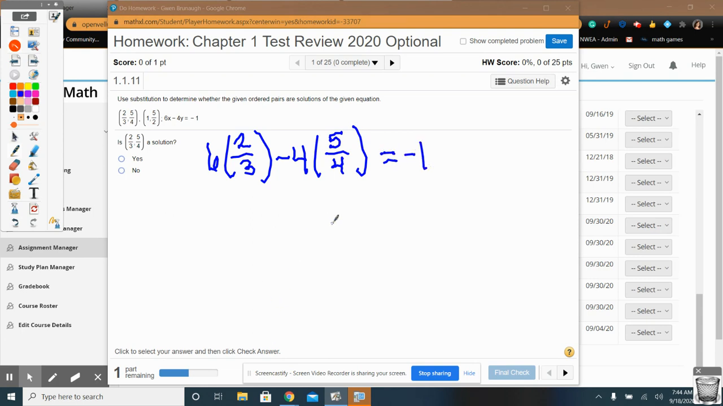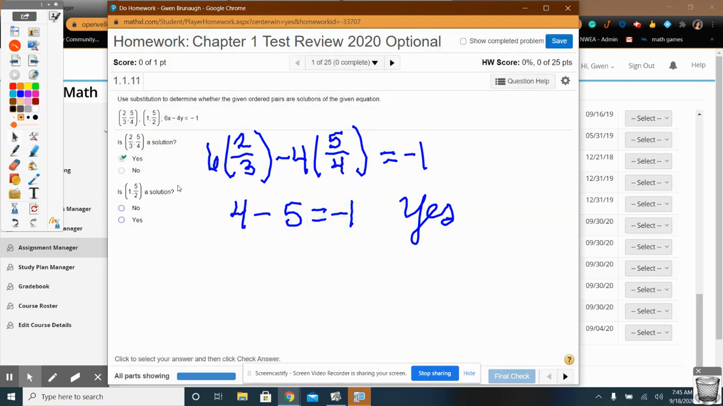You can just type that into your calculator. 6 times 2/3, same thing as 6 divided by 3, which is 2. 2 times 2 is 4. Minus 4 divided by 4 would be 1. This would be 4 minus 5. Does that equal -1? And the answer is yes. So for the first one, I'm going to have an answer of yes.